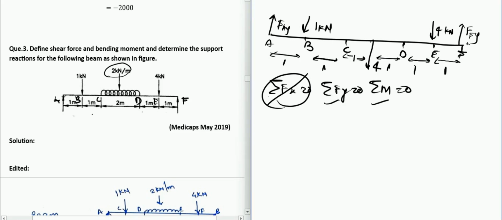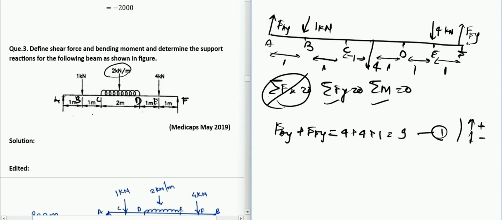If we apply summation Fy equal to 0, then we have FAY plus FFY, and all of the loads are in the downward direction, so we take them as negative. Transferring to the other side, it becomes 4 plus 1, and so on. Let us call this equation number 1. For now, I have considered upward force as positive and downward as negative. You can change this, it won't affect your solution.